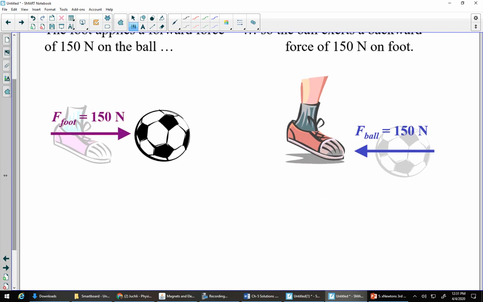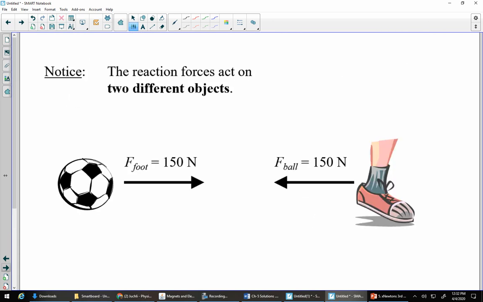So I'm even going to get rid of the ball here. I'm going to draw a foot. Okay, that's a foot. The free body diagram or force diagram of the foot has to have that 150 newtons just acting on the foot. So they are on opposite objects as well. So different objects, the action and reaction force is what I'm getting at with this.